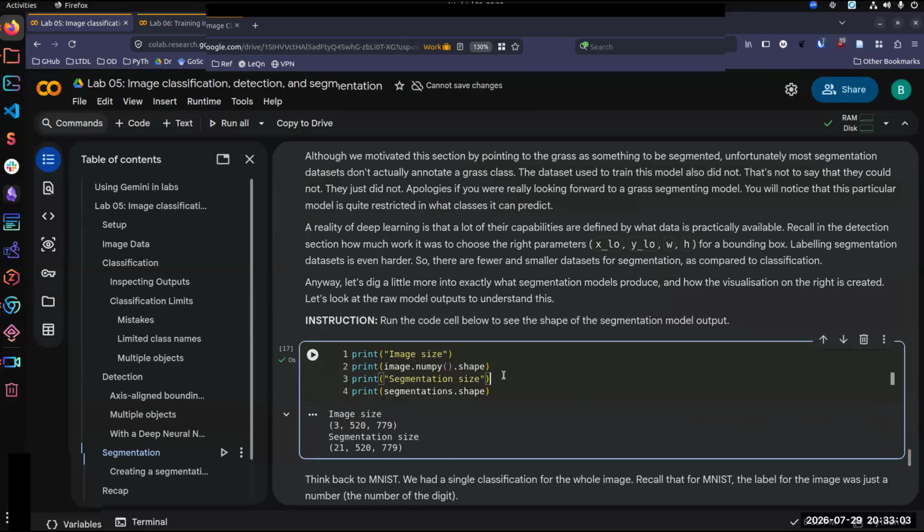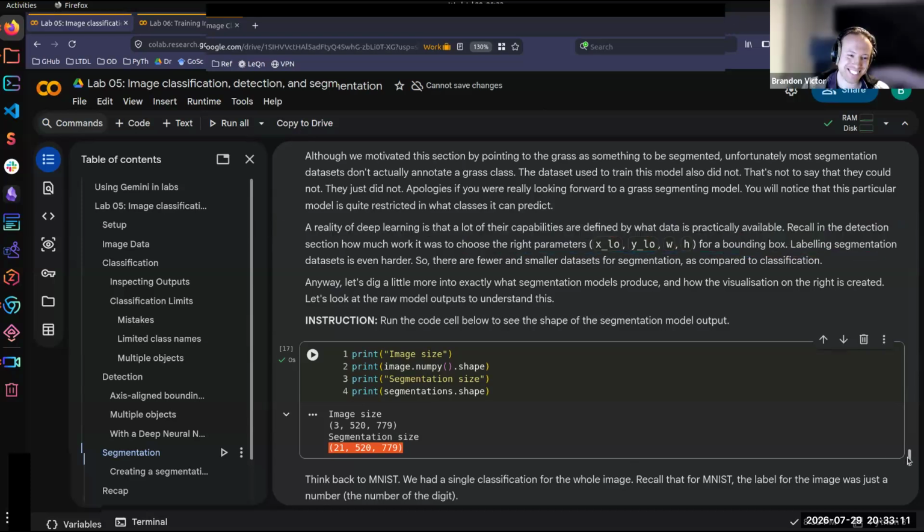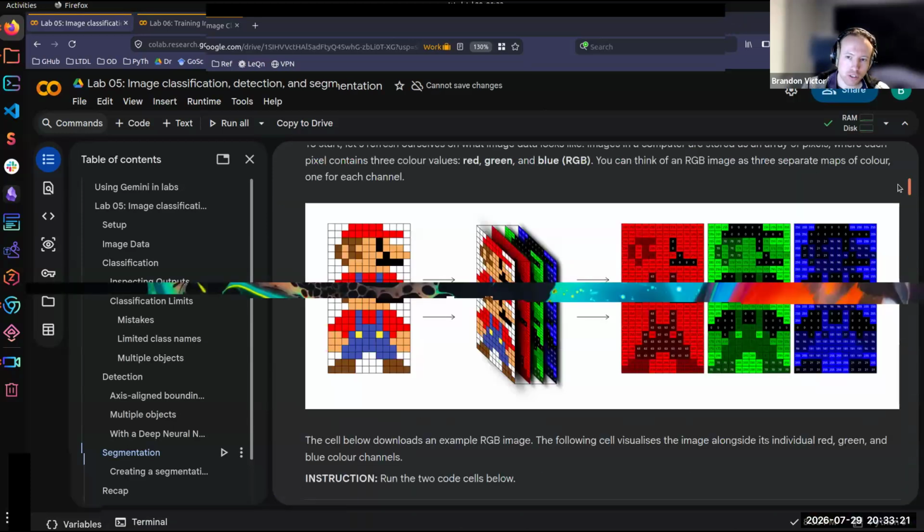So the segmentation shape, what is that? Because now it's 21 images. What could possibly be there? It's not red, green, blue. No. So there's so much information there. I'm not getting it. There's a lot of information.